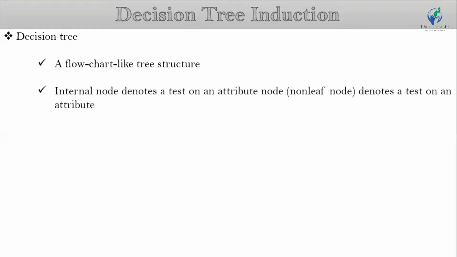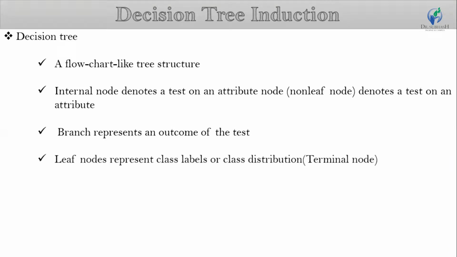Now I will explain an overall summary of classification by decision tree induction. A decision tree is a flowchart-like tree structure. Internal nodes, or non-leaf nodes, denote a test on an attribute. Branches represent an outcome of the test. Leaf nodes, or terminal nodes, represent a class label or class distribution. The topmost node in the tree is the root node.